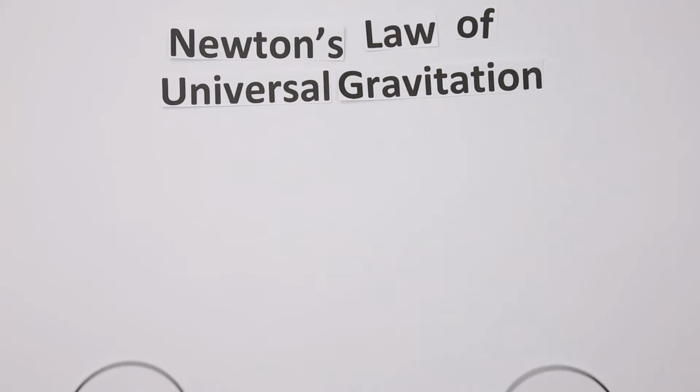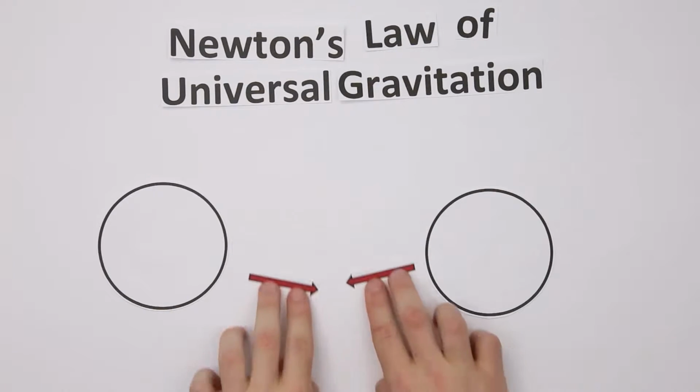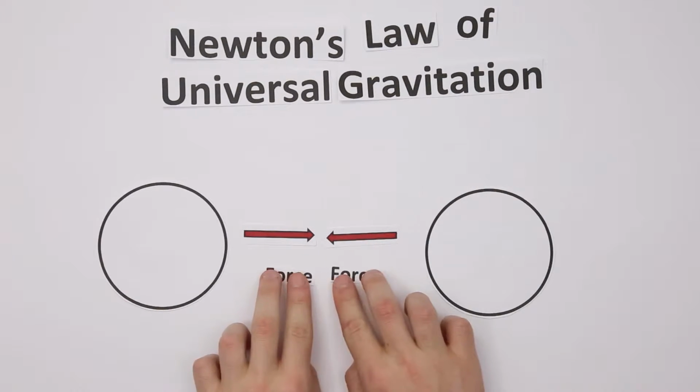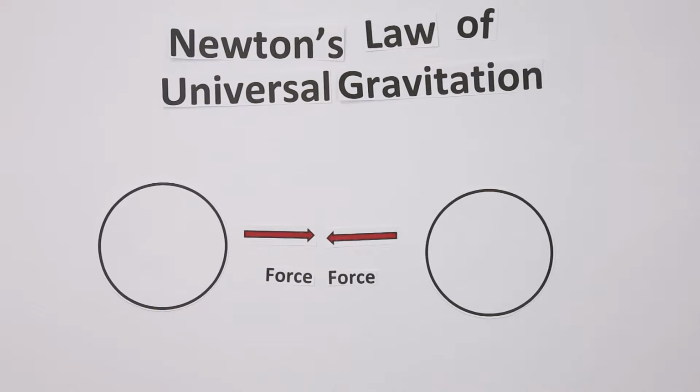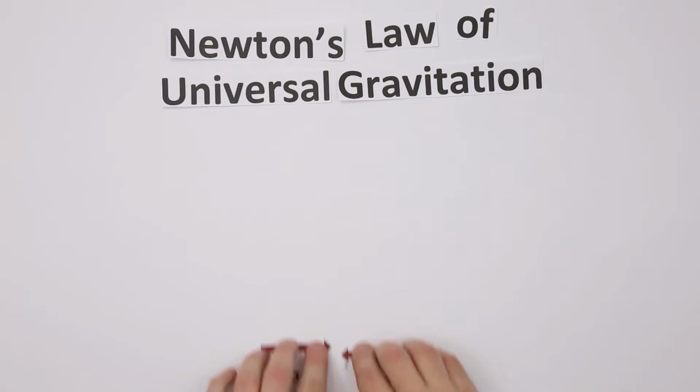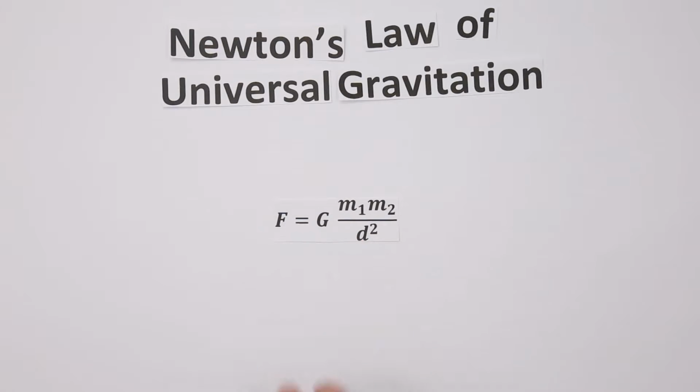Now, any two objects with mass will experience an attractive force between them known as a gravitational force. This force is the reason why we have gravity here on Earth, and it is determined by Newton's Law of Universal Gravitation. Newton's law of universal gravitation shows us that the gravitational force between two objects equals the universal gravitational constant G multiplied by the mass of the two objects divided by the distance between the two objects squared.